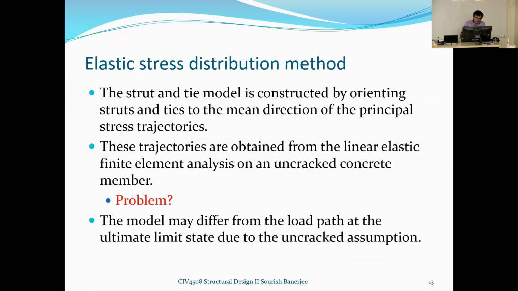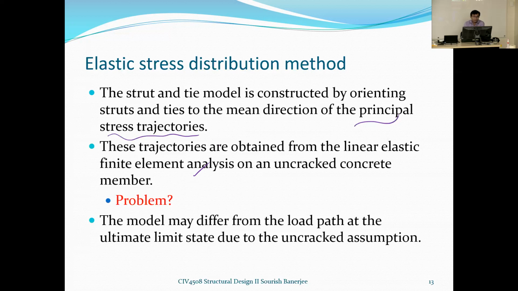The first one is the elastic stress distribution method. The Strut and tie model is constructed by orienting struts and ties to the mean direction of the principal stress trajectories. If we have the principal stress trajectories, we can orient the struts and ties to the mean direction of them, and then you can construct the Strut and tie model. These trajectories are obtained from the linear elastic finite element analysis on an uncracked concrete member. You see, concrete is uncracked and we are doing linear elastic finite element analysis. This is very important here.